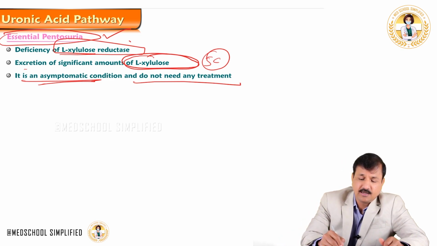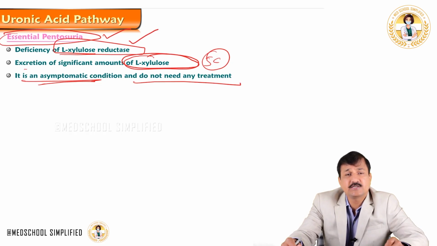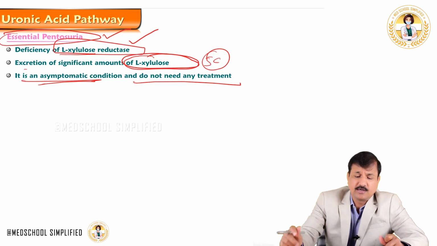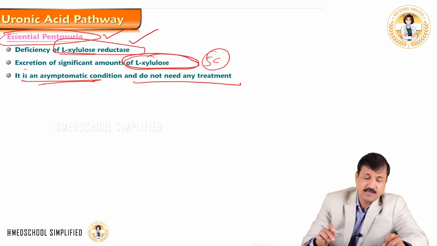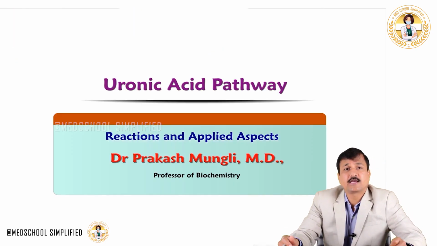You must be aware of this particular disease. It's an asymptomatic condition just like essential fructosuria. So the deficient enzyme is L-xylulose reductase. Okay, so that is about the uronic acid pathway.